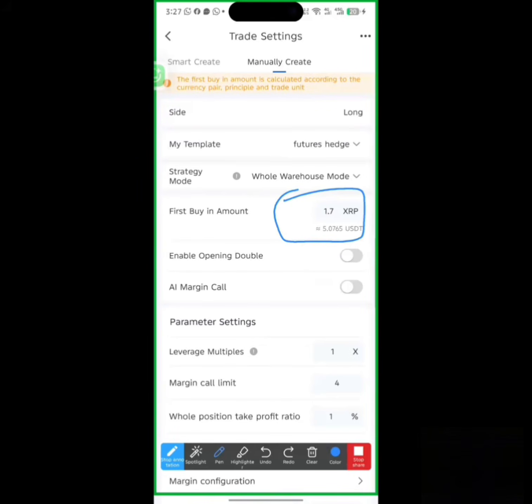I have said if you are trading with $100, use 7% of your capital as the first buying amount. Now, I want you to use 10% of your capital as your first buying amount. 10% of your capital.